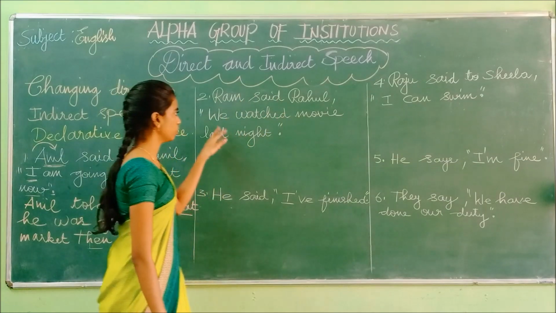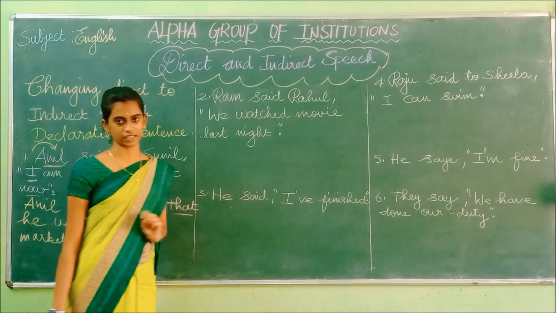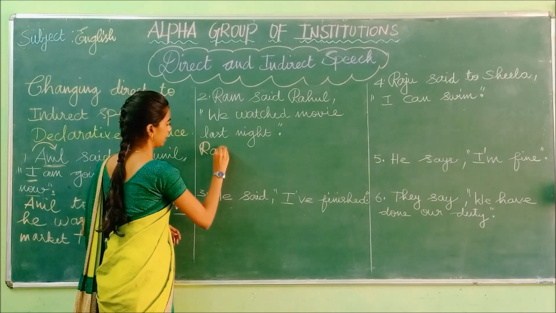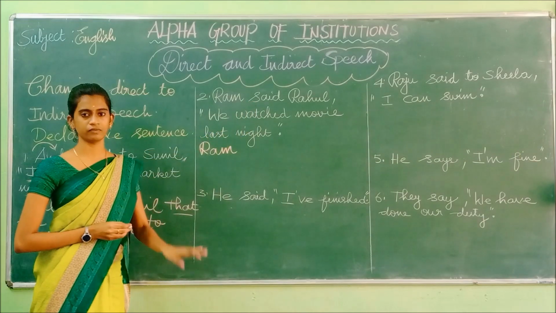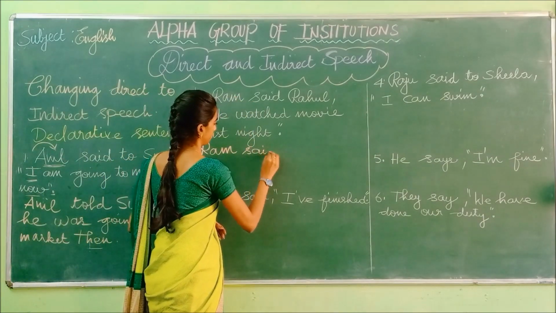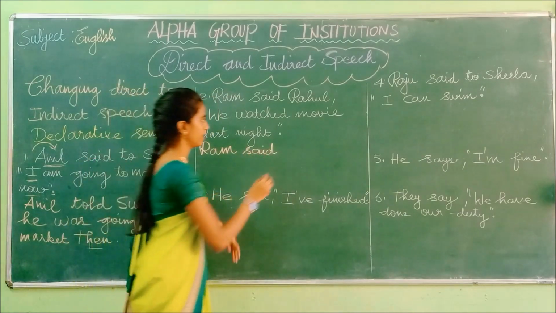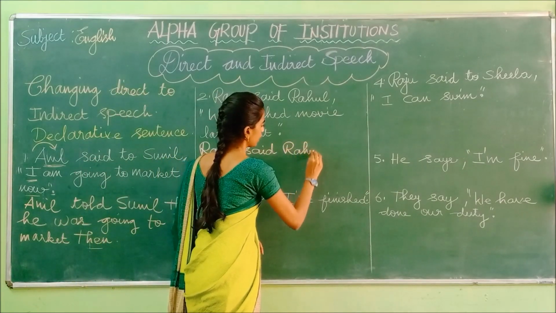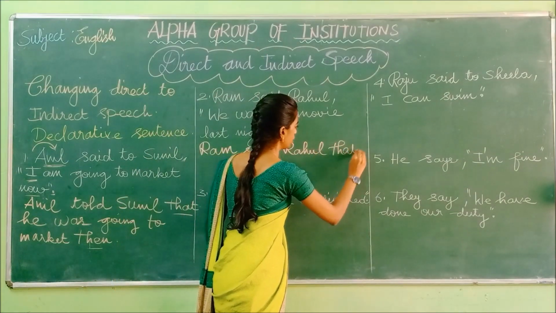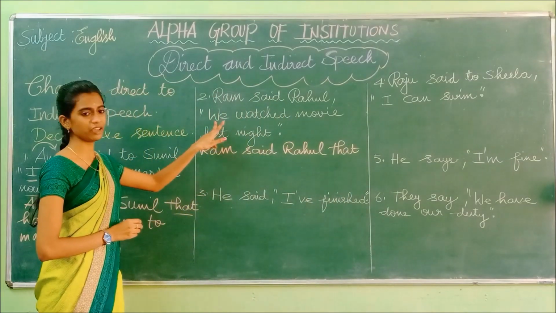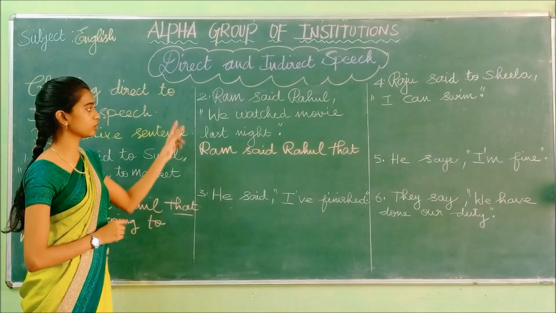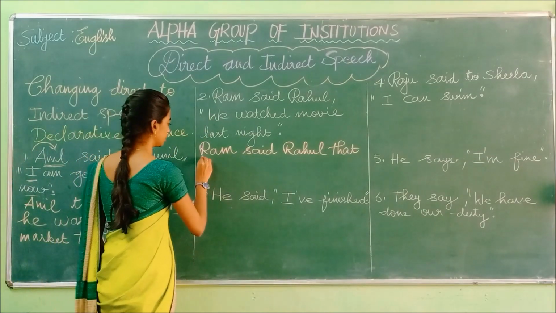Ram said to Rahul, we watched a movie last night. Okay, Ram said Rahul. So we have to write the name Ram. This said won't be changed, so we write it as it is. Ram said Rahul, and what is the conjunction we have to use here? Yes, that. Ram said Rahul that we. We refers to the first person and the second person. So this we will be changed into they.